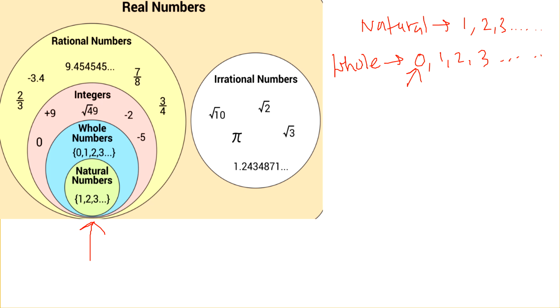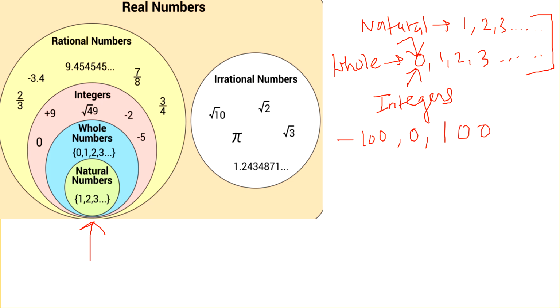If somebody is saying that the collection of numbers is a whole number, please keep in mind that 0 has been included. But if somebody is saying it's a collection of natural numbers, that means 0 is not included. So this is the basic difference between these two. After that come integers. Now, what are integers? Integers will have negative numbers, let us say minus 100. They will also have whole numbers like 0, 1, 2, 3 and so on.